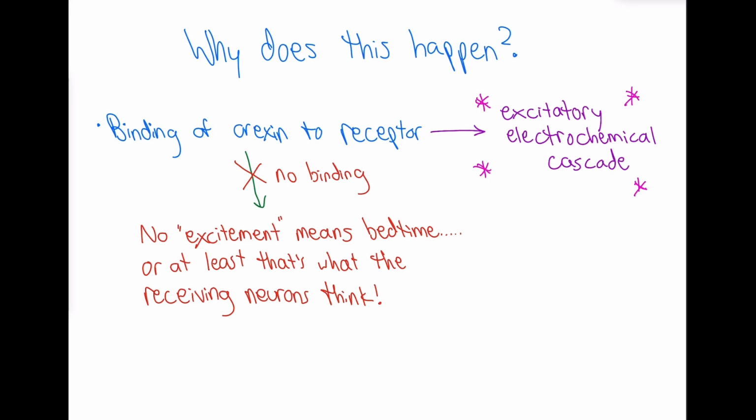The excitation of multiple of these types of neurons in certain areas of the brain is what regulates wakefulness and sleepiness. But if orexin is never there, it can't bind to its receptor, and the lack of activation means there's no excitatory cascade. The cells think that no excitement means bedtime. So if orexin never shows up, now the neurons think it's bedtime all the time, which is not good, and that causes narcolepsy. That summarizes the biochemical function of orexin within the sleep-wake regulation cycle.